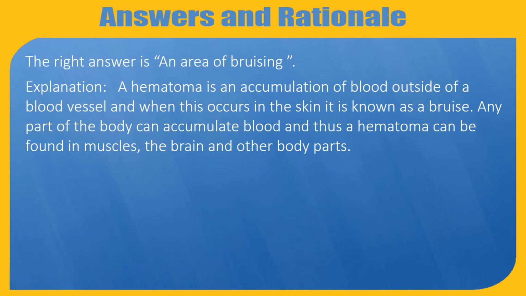Explanation: a hematoma is an accumulation of blood outside of a blood vessel, and when this occurs in the skin it is known as a bruise. Any part of the body can accumulate blood and thus a hematoma can be found in muscles, the brain and other body parts.